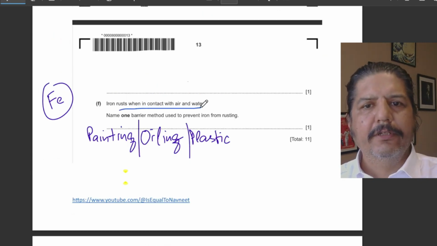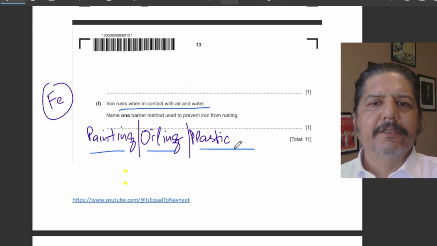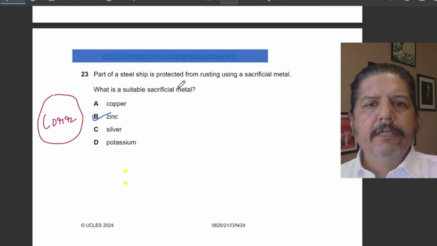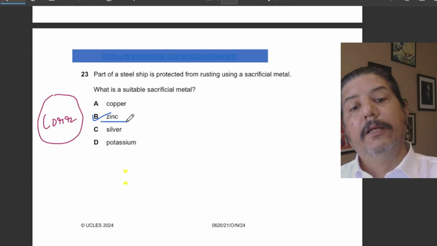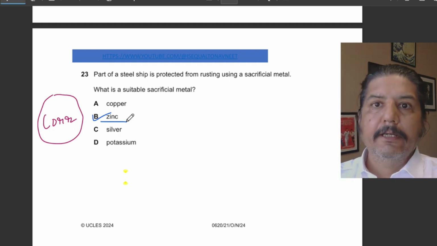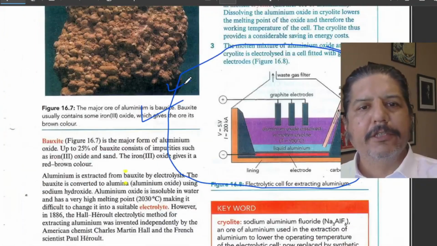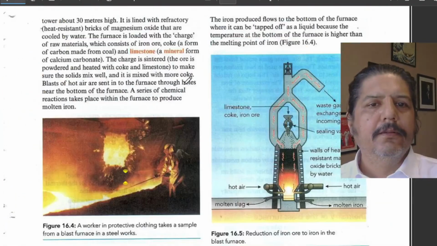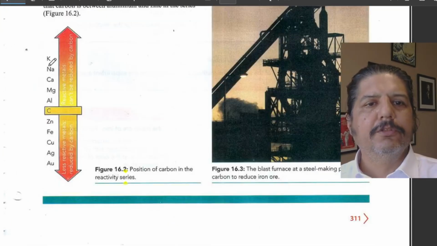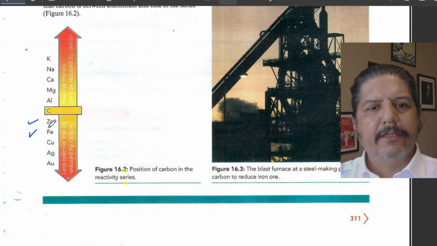Iron rusts when in contact with air and water. Name one barrier method used to prevent iron from rusting. You can use painting, oiling, or plastic. Part of a steel ship is protected from rusting using a sacrificial metal; which is more suitable? Zinc is more suitable. Again, as I've told you before, you should understand the reactivity. You can look at the reactivity series in your textbook, which looks something like this. If you compare iron and zinc, zinc is more reactive, so that is why.